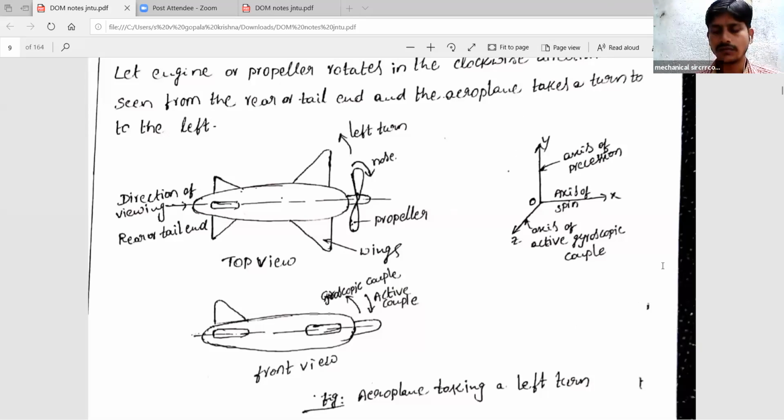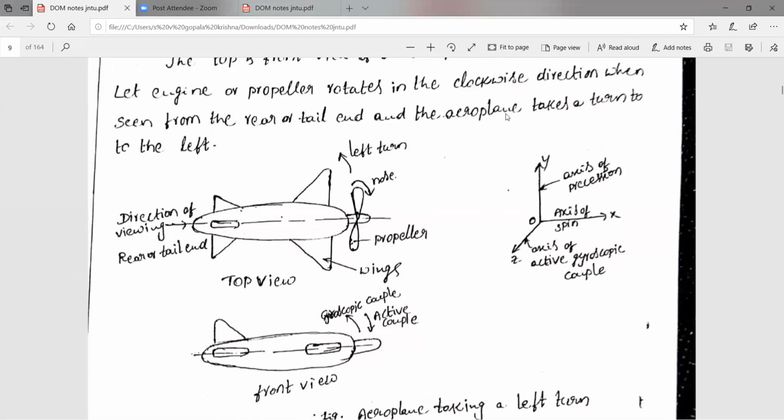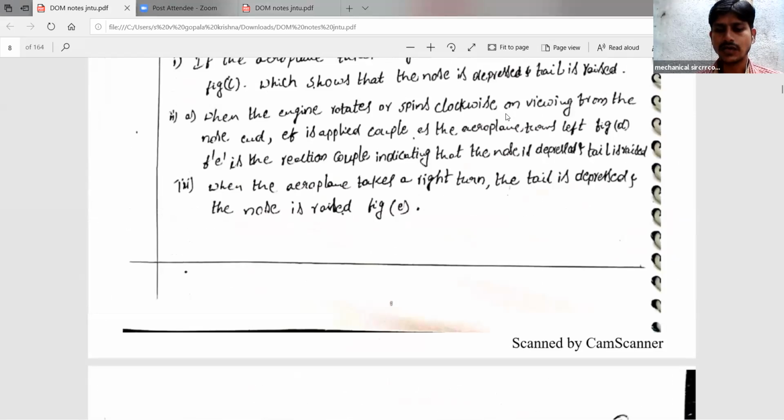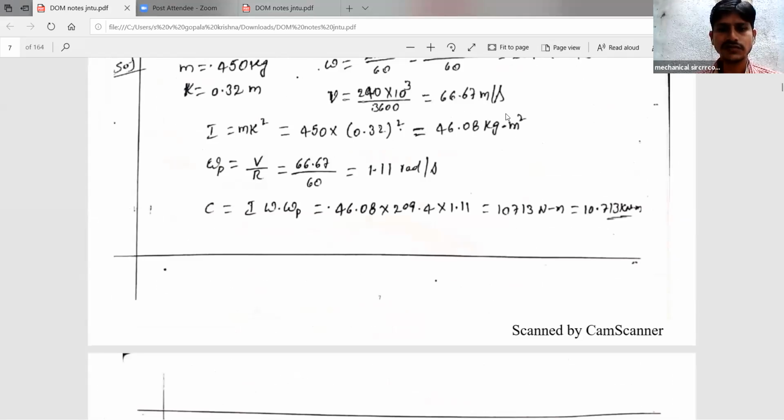Did you copy the problem in your notebooks? All of you. It is important. All of you must copy the matter belonging to this problem. It is very important.